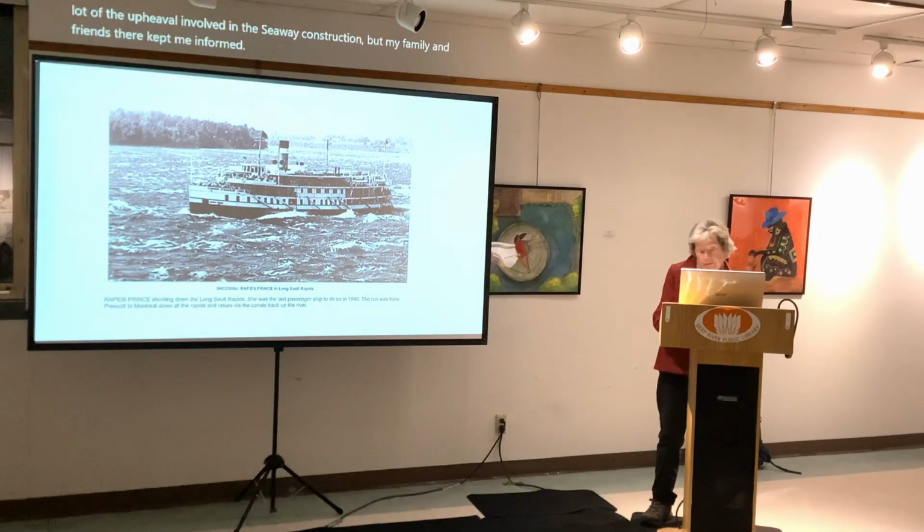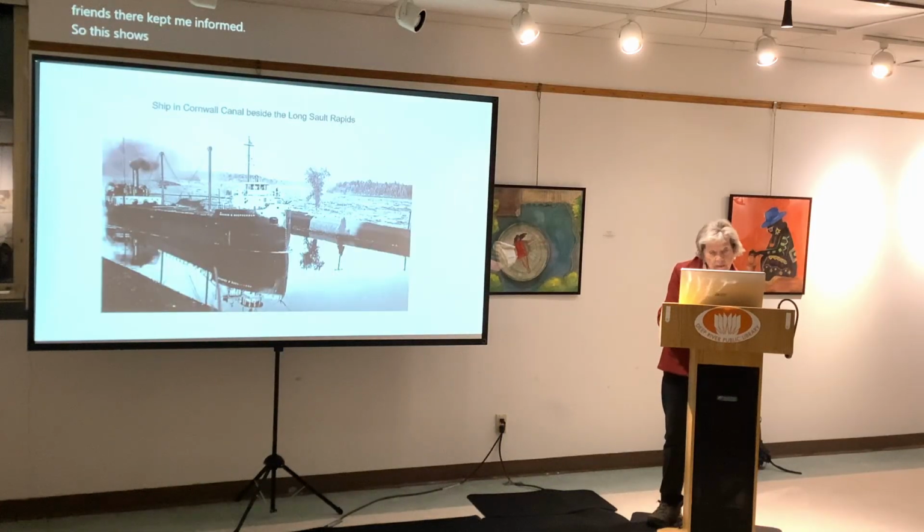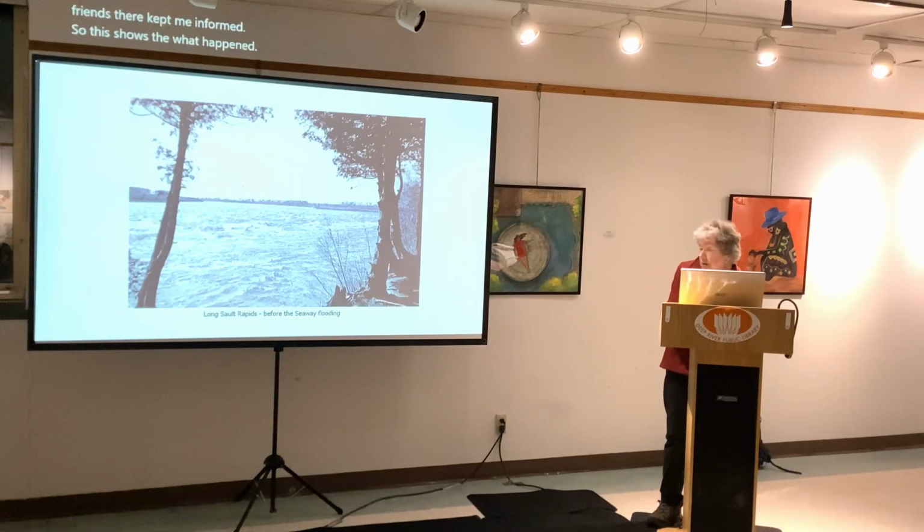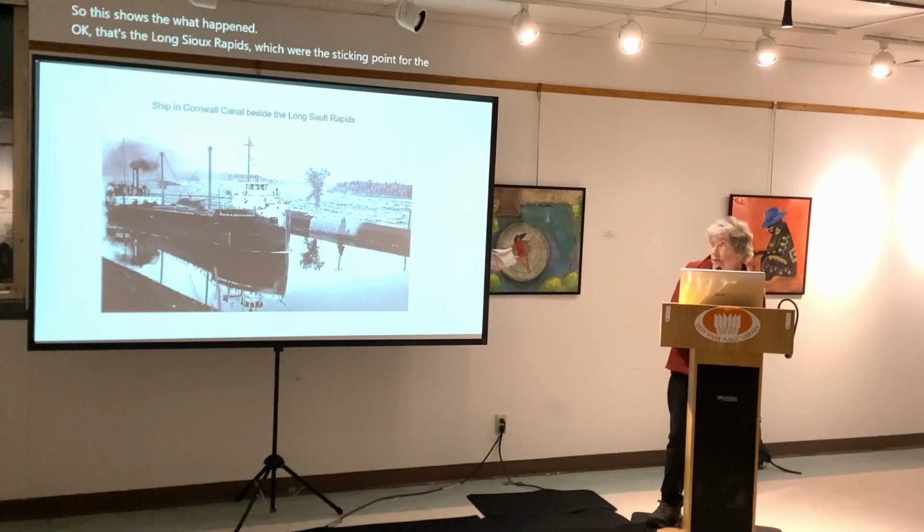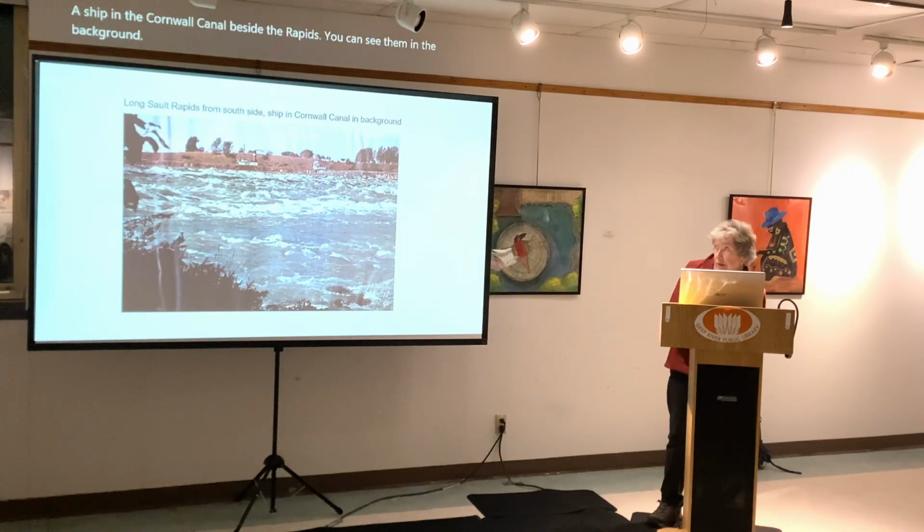So this shows the, oh, what happened? Okay, that's the Long Sault Rapids, which were the sticking point for the boats. And this shows a ship in the Cornwall Canal beside the rapids. You can see them in the background. This one shows, taken from the other side, you can see a ship at the back, which is in the canal, and the rapids in front here.